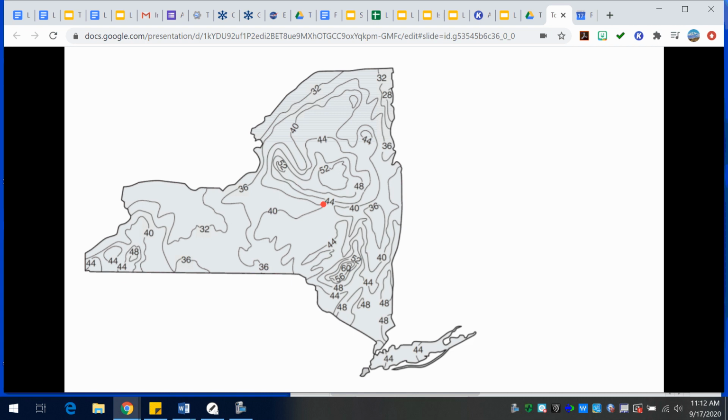Okay. If this is 40 and this is 44, this area right here in between would be about 42. Okay. So this area right here in between 36 and 40 would be about 38. This area right here in between 36 and 32 would be about 34. And then this area over here is all less than 32, but it's more than 28. Since we're going by fours, that's our contour interval. If it was 28, you'd see another line over there somewhere.